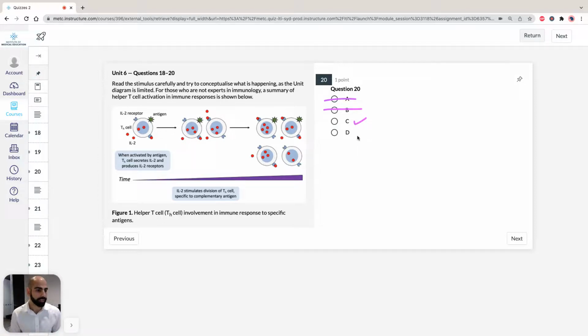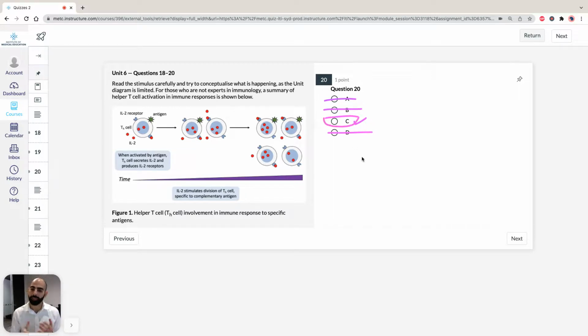So D says increasing the number of IL-2 receptors on the T helper cells. Now, again, it's kind of like A, it's actually the same thing. If you're going to increase the number of receptors on the helper T cells, you're going to facilitate IL-2 binding to the receptor so you can stimulate the division of more daughter cells. So D is going to be incorrect. So the answer has to be C.